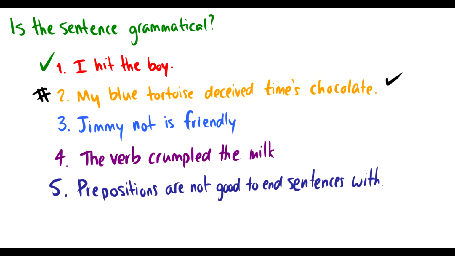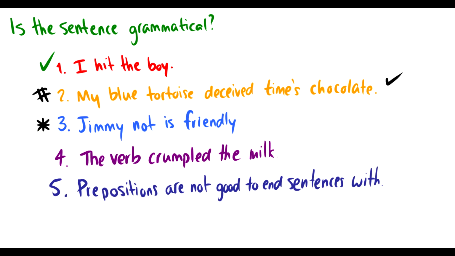Let's take a look at this. "Jimmy not is friendly." I think any English speaker would say, you know what? I understand it, but it sounds weird. So when it sounds weird, we put a little star there, and we say that's ungrammatical.